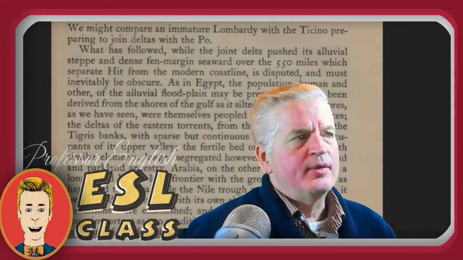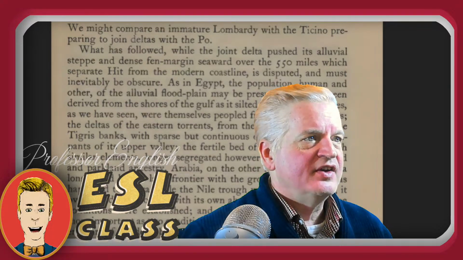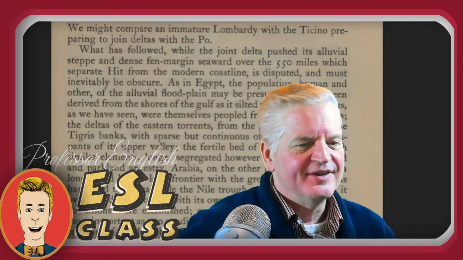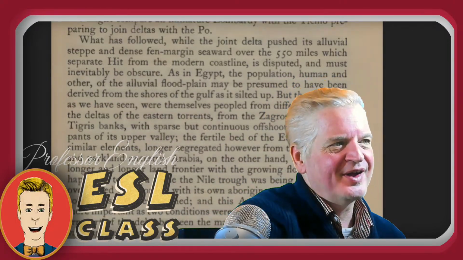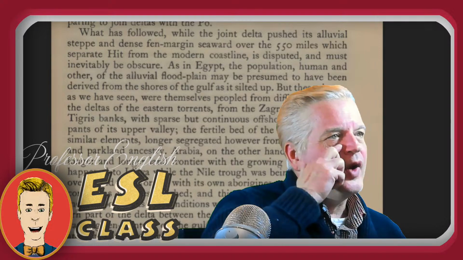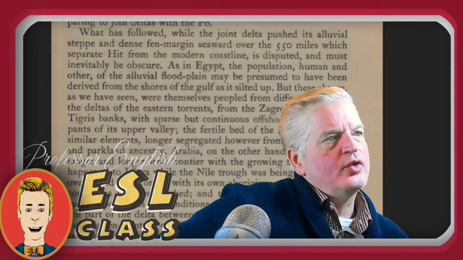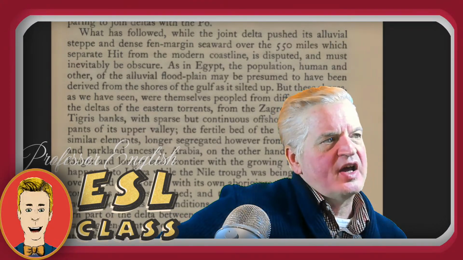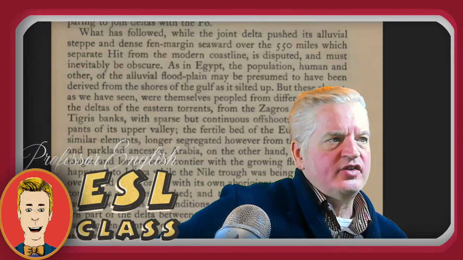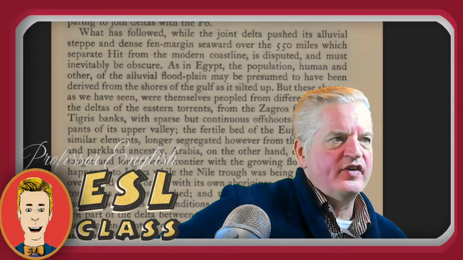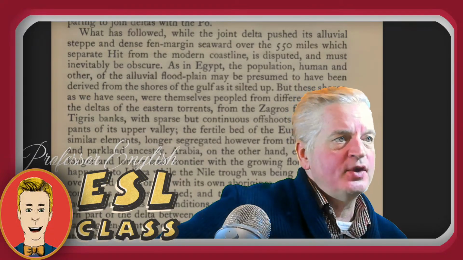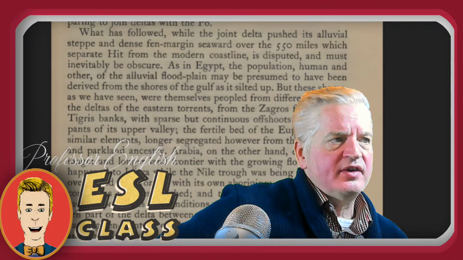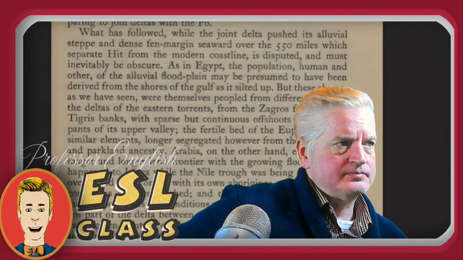We might compare an immature Lombardy with the Ticino preparing to join deltas with the Po. So they're comparing these two rivers in Italy and what they might look like. What has followed, while the joint delta pushed its alluvial steppe and dense fen margins seaward over the 550 miles which separate Hit from the modern coastline, is disputed and must inevitably be obscure.